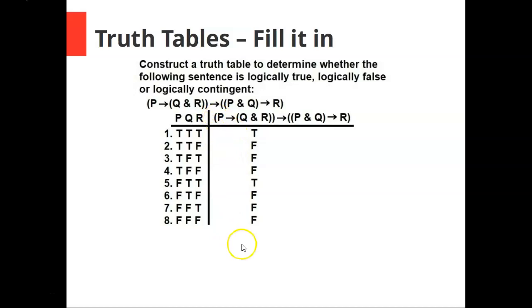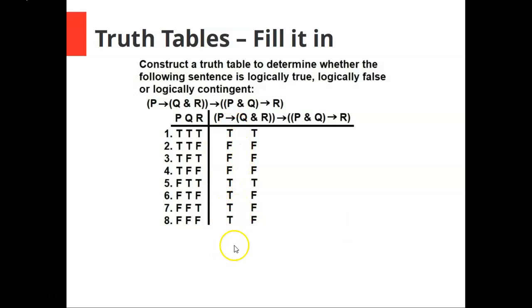The antecedent is P. The consequent is Q and R. So we look at the P column and we look at Q and R column. And we apply the rule. A conditional is only false when the antecedent is true and the consequent is false. You have true, true, true, false, true, false, true, false, false, true, false, false, false, false, and false, false. On lines 2, 3, and 4, you have a true antecedent and a false consequent, but those are the only lines in which you have that combination. So this is our column here. T, F, F, F, T, T, T, T.